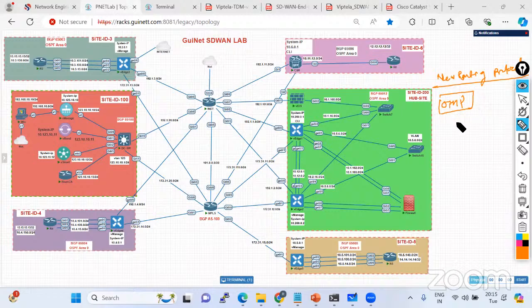You have the new overlay concepts, like the IPsec concept is going to be there. You have the BFD concept, you have the TLOC concept, and you have how the color is going to be configured.